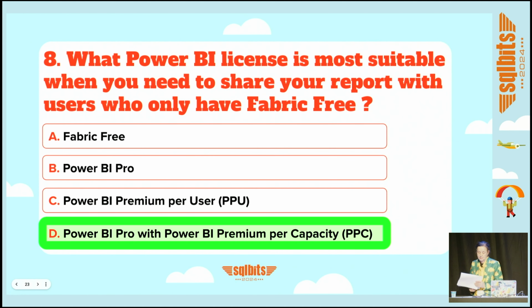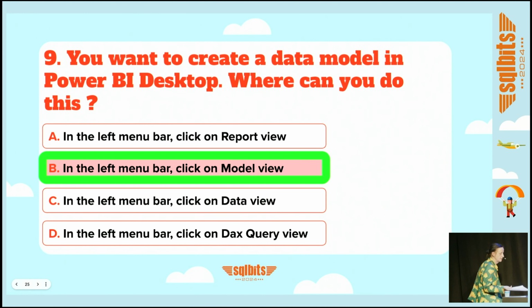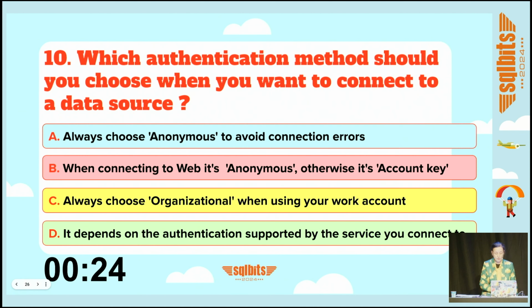Right. Number 9. You want to create a data model in Power BI Desktop. Where can you do this? A, in the left menu bar, click on Report View. B, in the left menu bar, click on Model View. C, in the left menu bar, click on Data View. Or D, in the left menu bar, click on DAX Query View. Yeah, everybody's got that right. Also too easy. You guys know your onions.